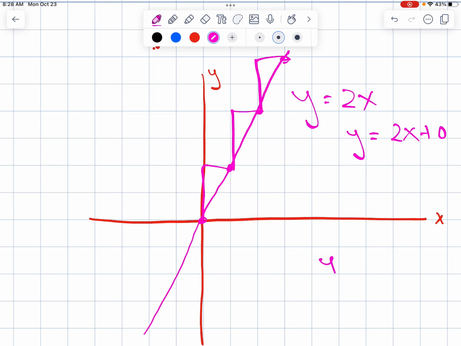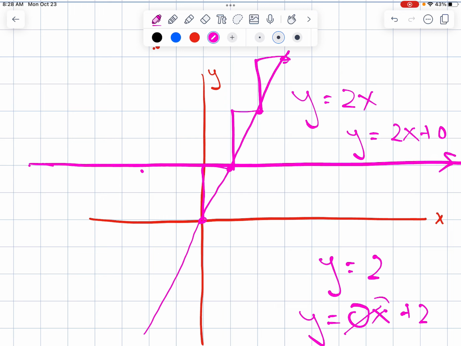Well, what if I wanted to graph just y equals 2? Well, y equals 2 is the same thing as y equals 0x plus 2, right? Because 0x gets rid of the x's. So y equals 2. If I graph that, that's going to look like this. So this is a horizontal line. y equals 2 is a nice flat horizontal line.